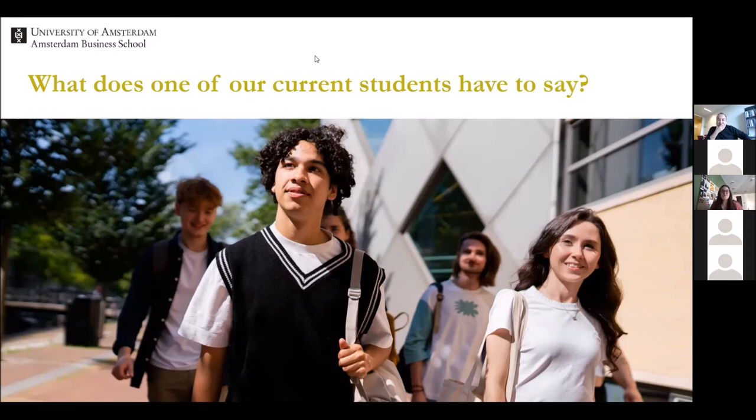And choosing UvA wasn't necessarily an easy decision for me, but now that I'm here, I know it was definitely the right one. I had a long pros and cons list about why I wanted to go here and why I didn't, and everything with all the other universities as well. And UvA was the one that always stood out to me.